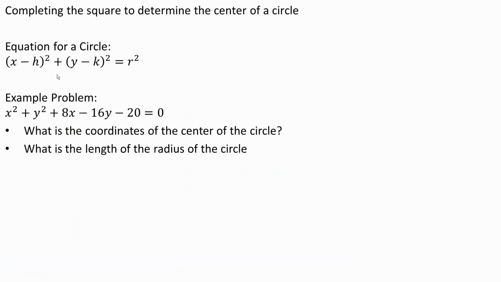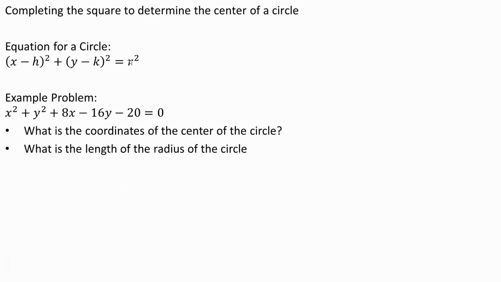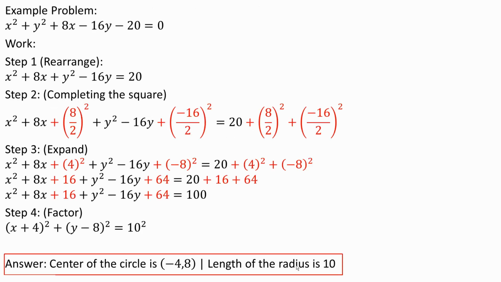So this is just one more thing. The center of the circle will be (h, k), and that's why it was (-4, 8). And r represents the radius, and that's why the length of the radius is 10. And that's pretty much it for this video.